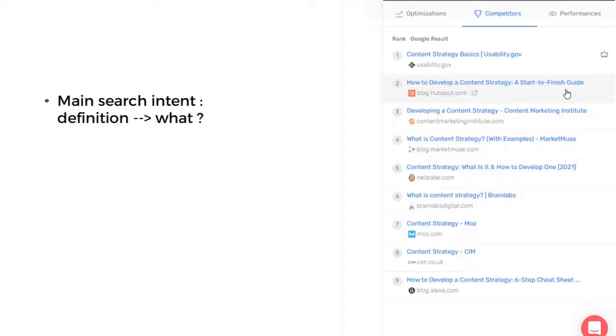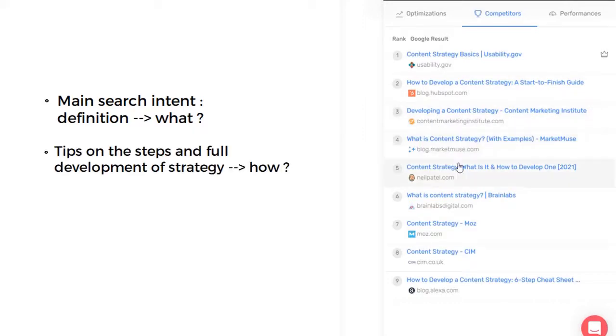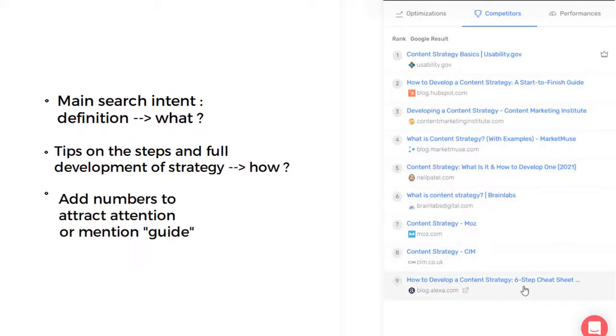Here, I see that many of them have chosen to write a definition. Several results also give concrete advice and steps to develop a strategy. Finally, I see that the content plan is sometimes announced with numbers to attract attention.